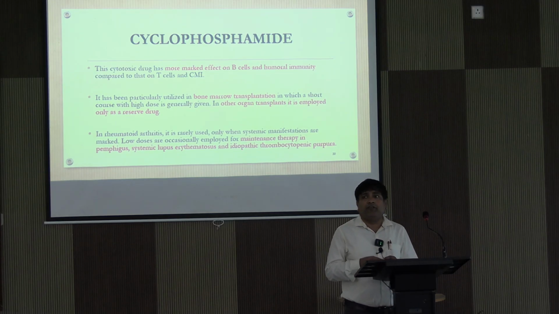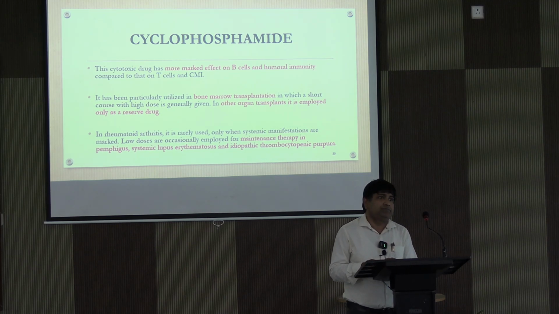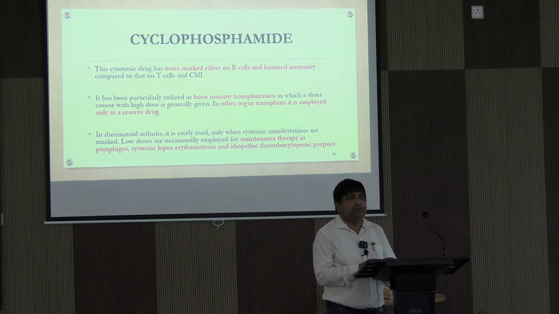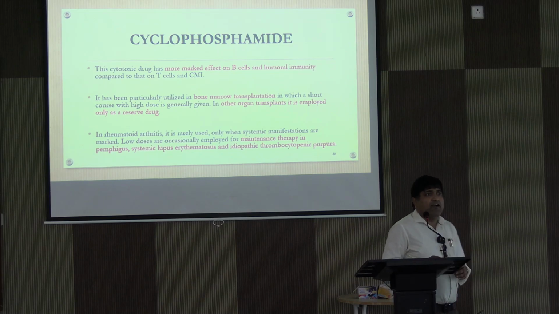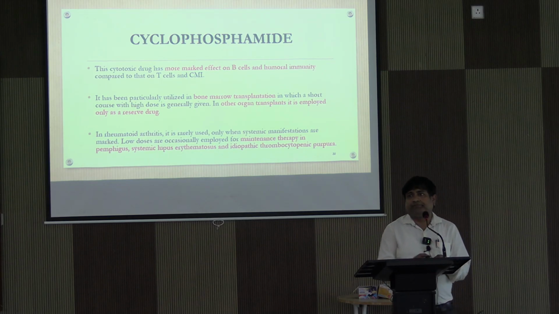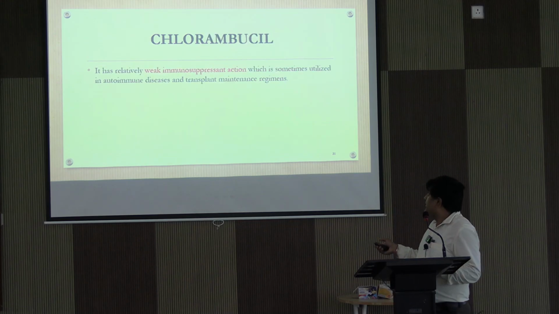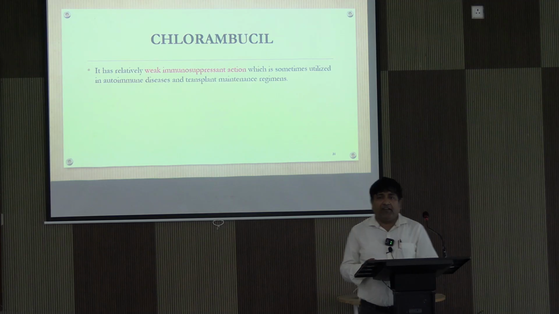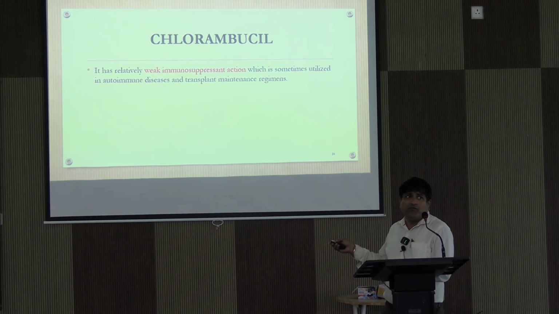The most important side effect of cyclophosphamide is hemorrhagic cystitis. How do we manage it? By use of Mesna. Chlorambucil, it is a weak immunosuppressant and can be utilized in autoimmune disease and transplant maintenance regimen, but is not commonly used.